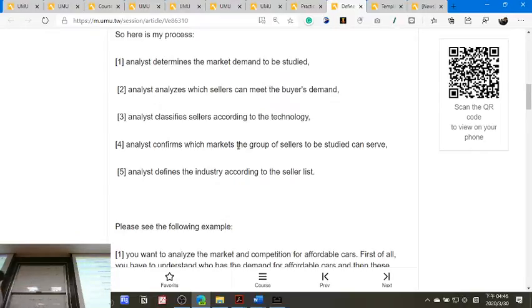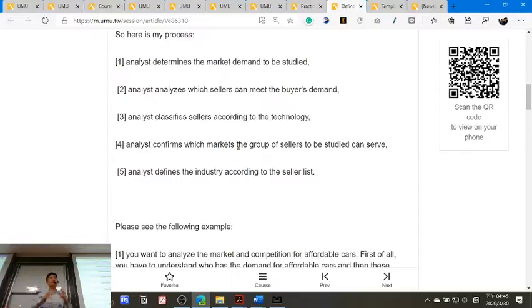After we define that, we can define the seller list or the competitors list. So we have this competitor list. With the competitor list, you can easily define the substitutes. So that is step 1 and step 2. And step 3.